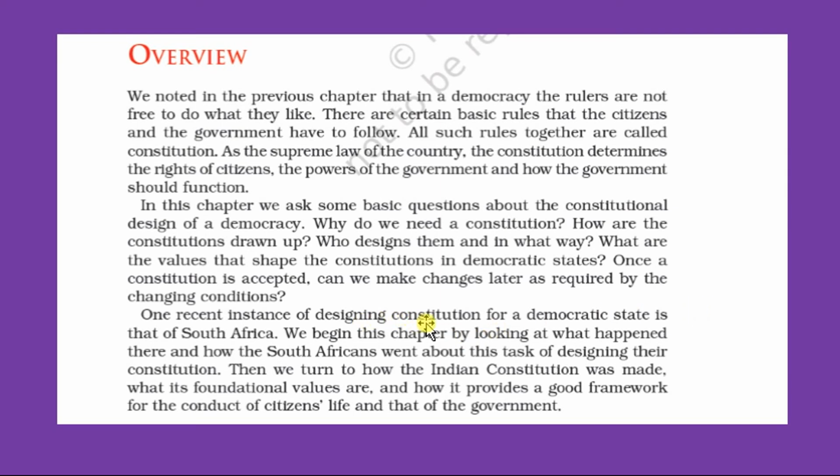One of the recent instances of designing the constitution for a democratic state is that of South Africa. We begin the chapter by looking at what happened there and how South Africans went about the task of designing the fundamental values of the constitution, and how it controls the citizens' life and that of the government. So let us start the chapter.